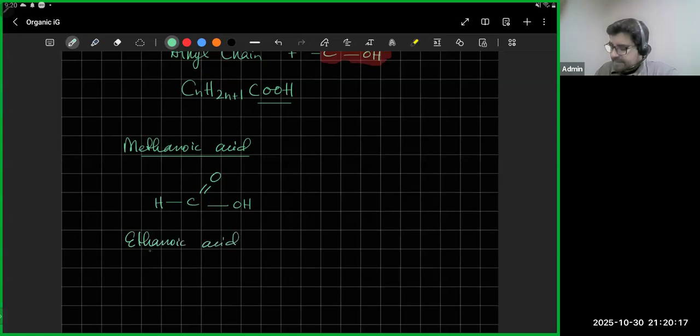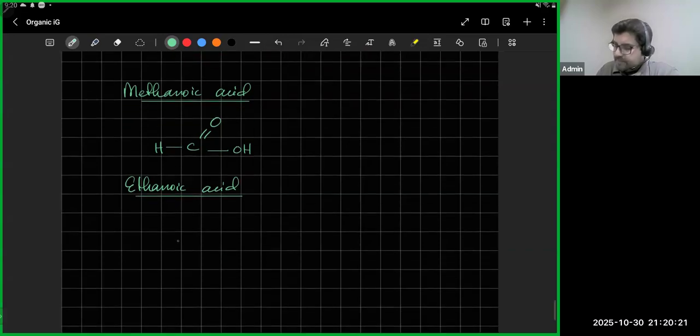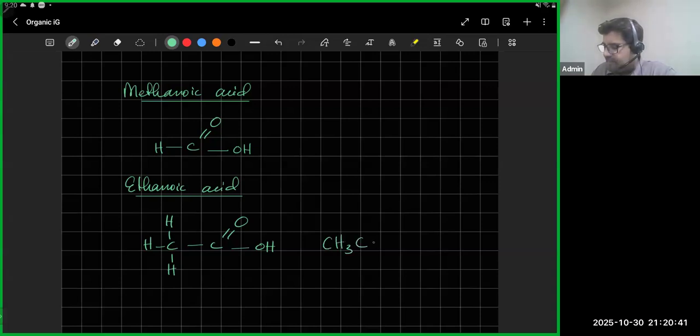If I do ethanoic acid, similarly, what does eth mean? It means 2 carbon atoms. It will have this double bond O and OH, that will always be there. So you complete the bonds. This carbon has complete bonds, and this carbon needs 3 more H's. If I condense it, the first carbon is CH3, the second one is CO and OH. So that's ethanoic acid.